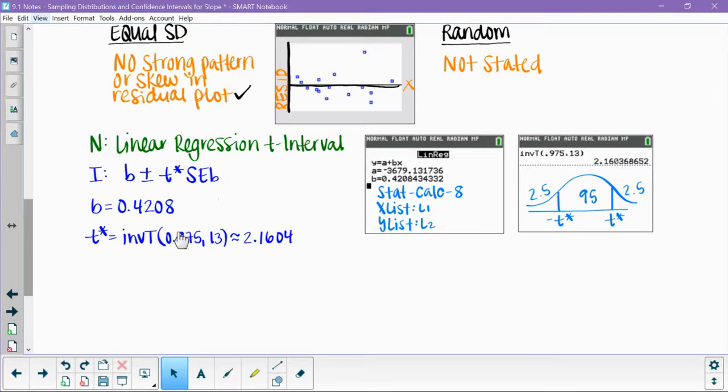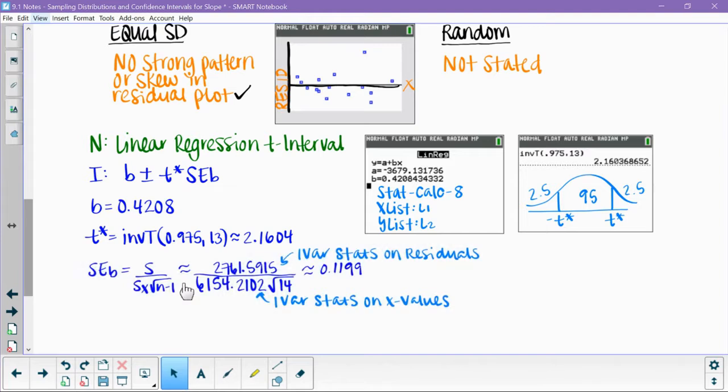Now the standard error is where I'm going to tell you not to freak out, because again, a lot of this we're doing in the calculator. You will never have to calculate this by hand. So I'm going to go over it, but I'm not going to go into too much detail on it. So we're taking our standard deviation of the residuals, which you can do in your calculator by doing 1-Var Stats on the residual values, and our standard deviation of x values, which you can do, again, with 1-Var Stats on the x values, times square root of n minus 1 gives us approximately 0.1199. We're going to talk about how your calculator does this for you in just a second.